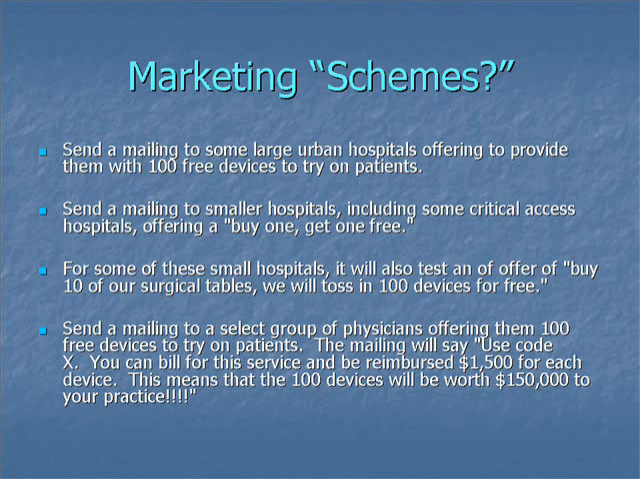Final one on this slide is a mailing to physicians that says, hey, here are 100 free devices. If you use code X, you can bill for this service and you'll get reimbursed $1,500 for each device. This means the 100 devices will be worth $150,000 to your practice. Now, I don't know how different in some ways Bullet 4 is from Bullet 1, but it feels really different on the risk rheostat.